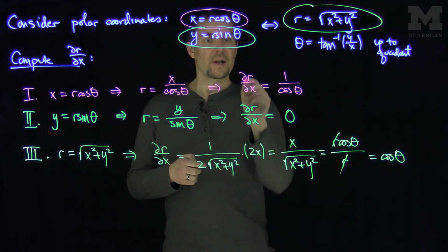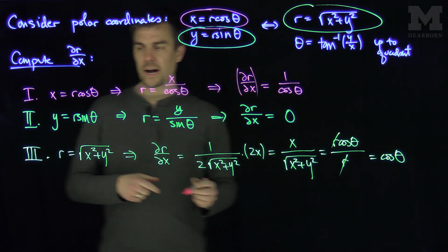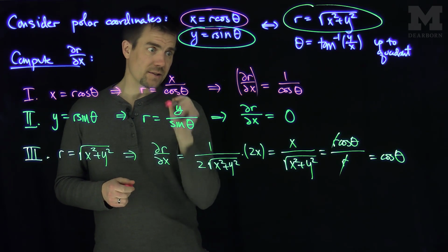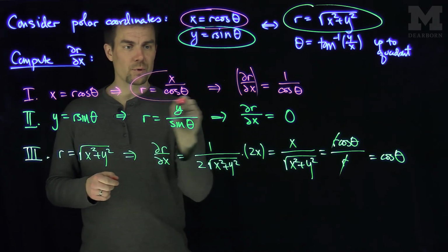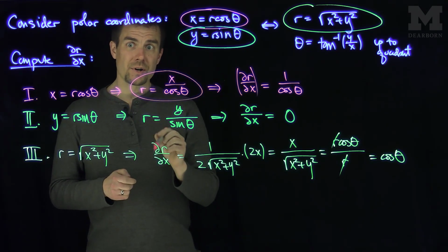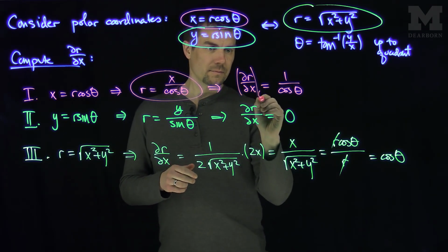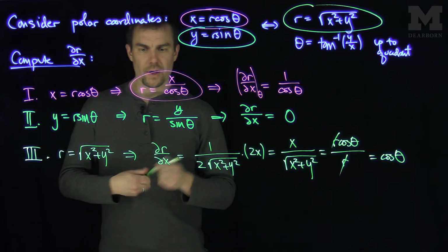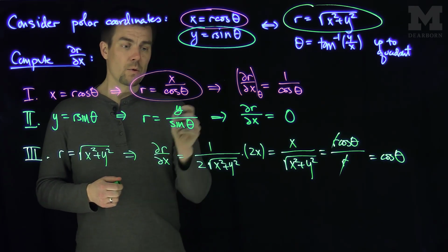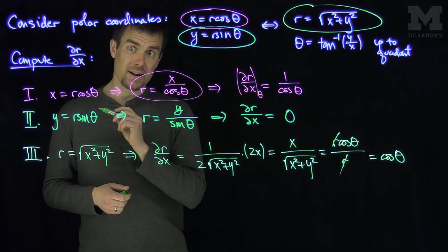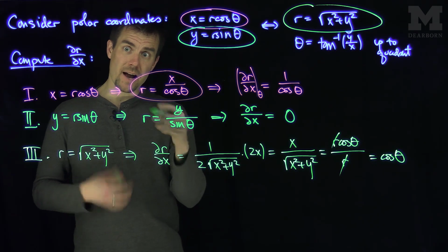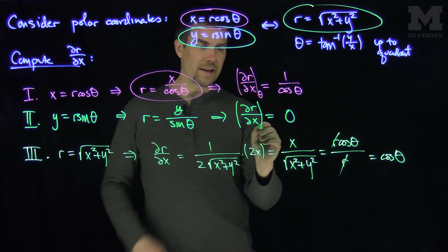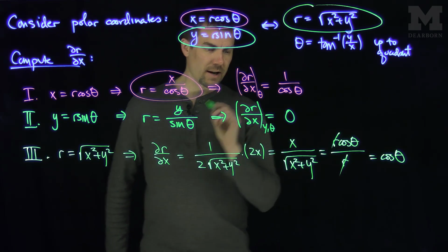In this first case, I'm doing partial r, partial x, and what am I holding constant? Over here, I'm treating theta as a constant. So in this formula over here, I'm doing dr dx, and I'm treating theta as a constant. In this second equation over here, what are we doing? We have r as y over sine theta. We're treating both y and theta as constant because I said that this does not depend on x. It's a constant with respect to x. So in this partial derivative, I'm holding y and theta constant.